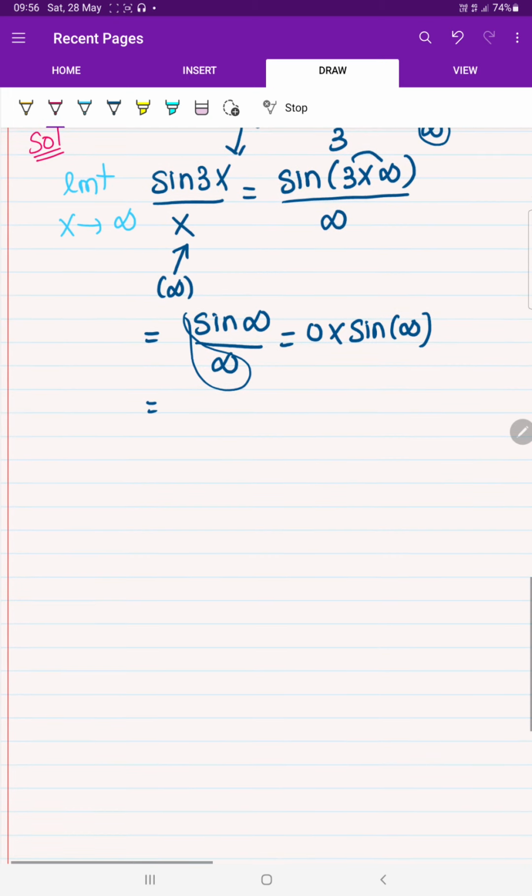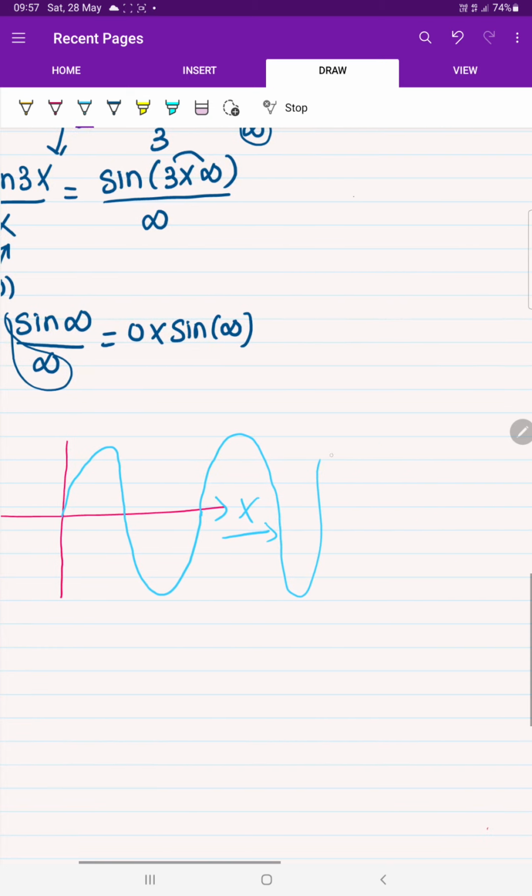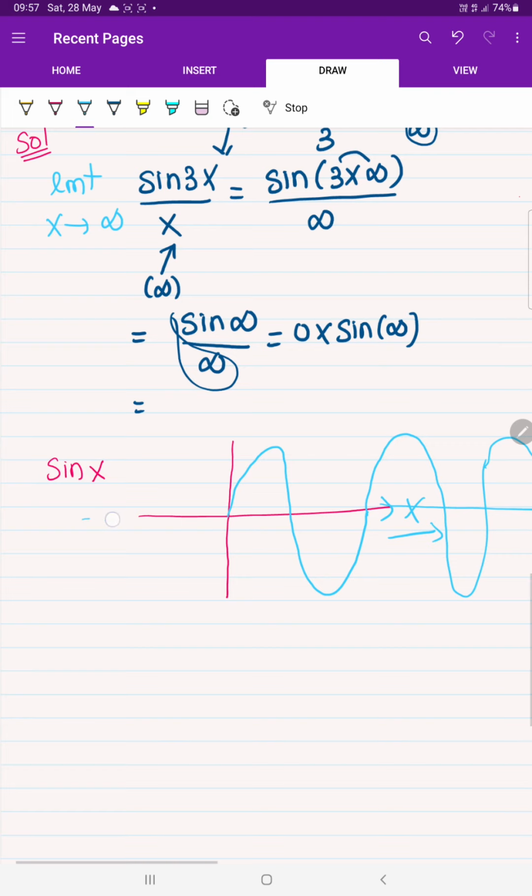For that, we have to analyze the properties of sin x a little. If you observe the sinusoidal waveform, it will be traveling like this, and this is the x-axis. Here the value of x is continuously increasing, whereas the sinusoidal waveform is continuously going like this, from 1 to minus 1. This value is fixed from minus infinity to plus infinity.